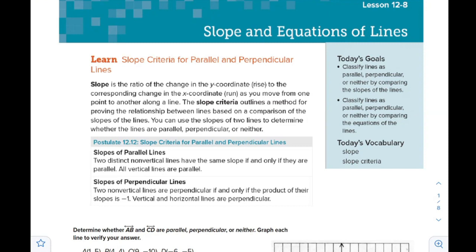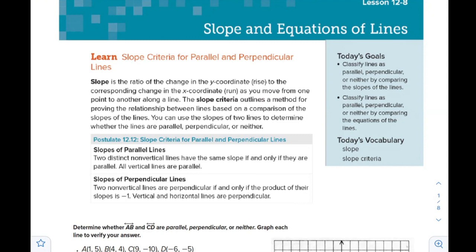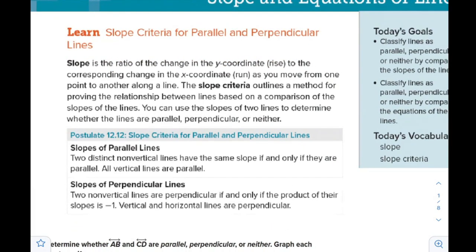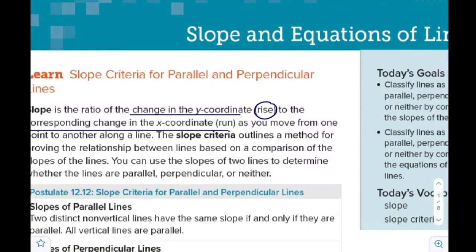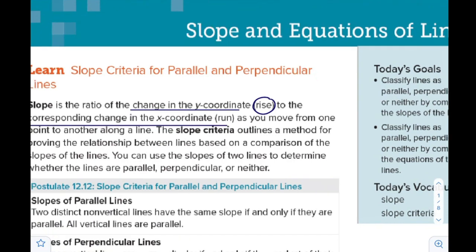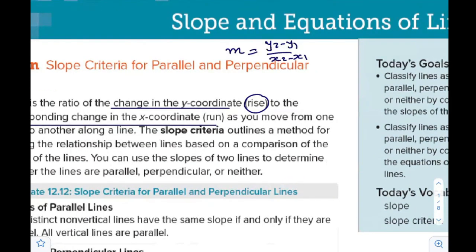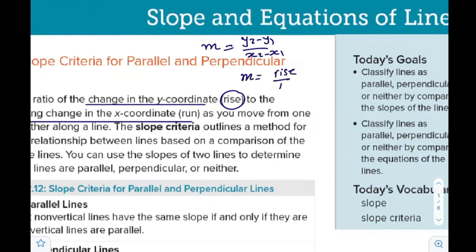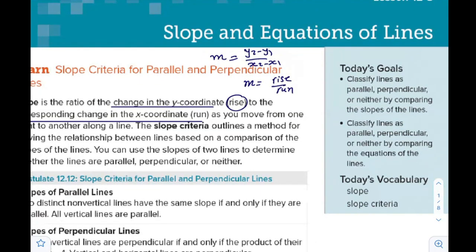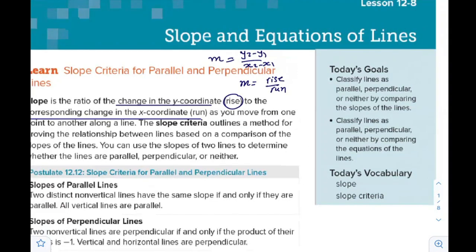So let's recall what is the slope. Slope is the ratio of the change of the y coordinate, which is rise, to the corresponding change in run. So it is like change in y, which is y2 minus y1 over x2 minus x1. Usually we call it m, or we can say slope equals rise over run. We can calculate it as rise over run, the difference in y over the difference in x.